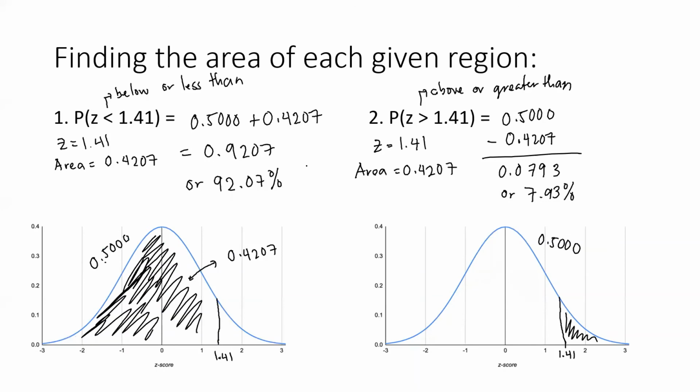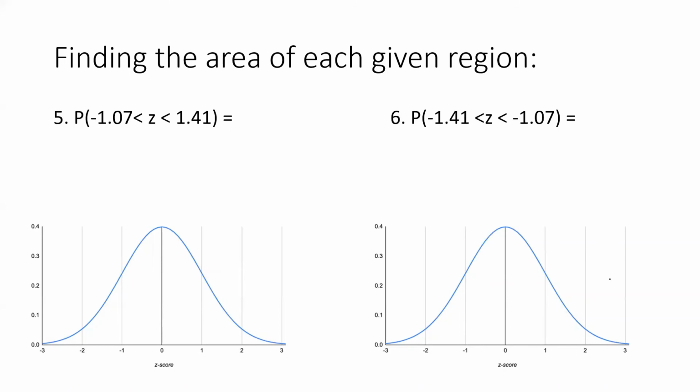So going back, we can tell that if the z value is less than the positive value, we're going to add 0.5000 with the area that corresponds to the positive z score. However, in number 2, if the z is greater than the positive z score, we can subtract 0.5000 with the area that corresponds to the z value that is positive. Okay.